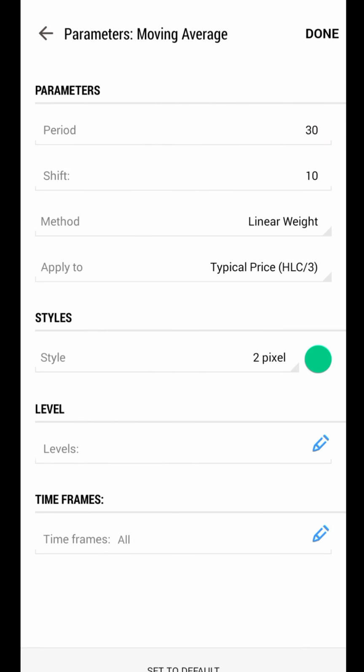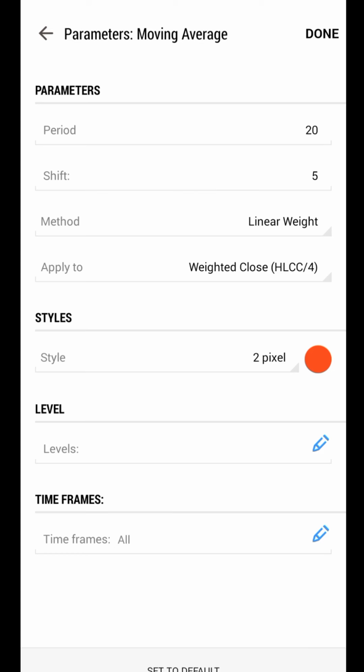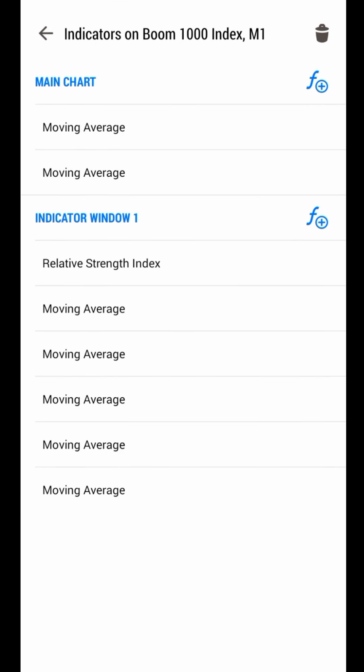So the parameter is period 30, shift 10. The method is linear weighted, applied to typical price. Add that, you can take screenshots, click on done. The second moving average on the main chart is period 20, method linear weighted, applied to weighted close. Just add the parameters like that.